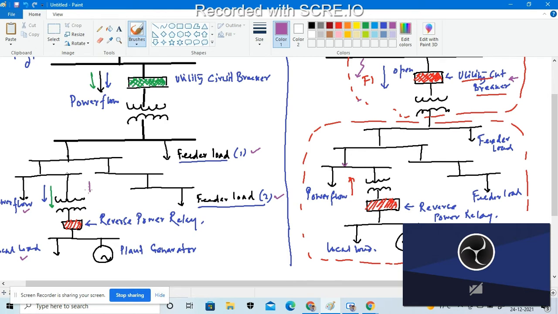Which will be connected across a reverse power relay through the power generator. So in that case, the power will flow from the plant generator to this particular load. For that case, the arrowhead goes in this direction. If there is a disconnection from the utility sides, the power may flow from the plant generating sites to the particular load which is connected across the grid.